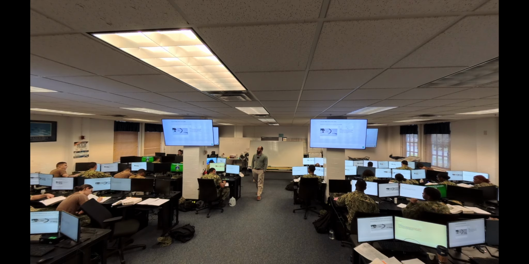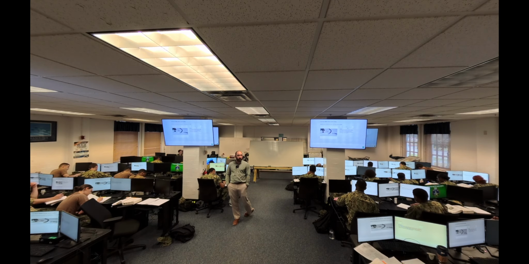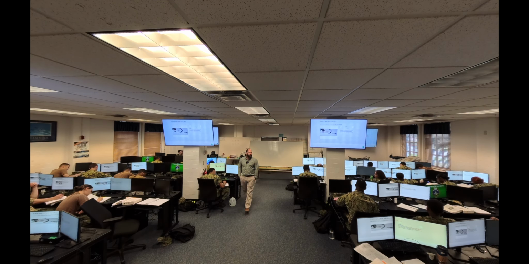Now, RJ45 is for your network, but phones use a different RJ connector. They use RJ, that's right, 11. They use RJ11. We're going to learn a lot more about these later.